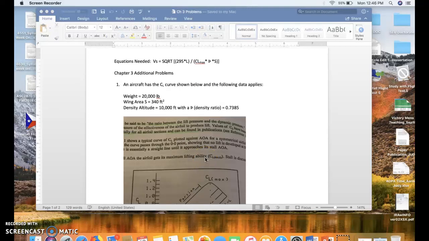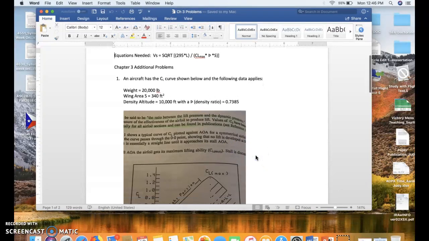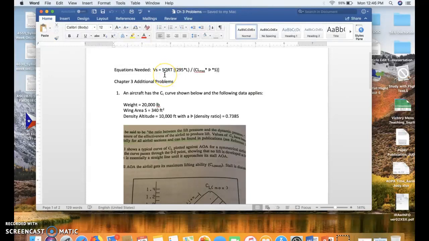Hello, everyone. I wanted to go over a couple of things from week 3 on lift and then talk about the quiz right quick. First of all, on calculating the stall speed, I gave you this equation. Stall speed is equal to the square root of 295 times lift divided by CL max times the density ratio times the surface area. So you have everything.